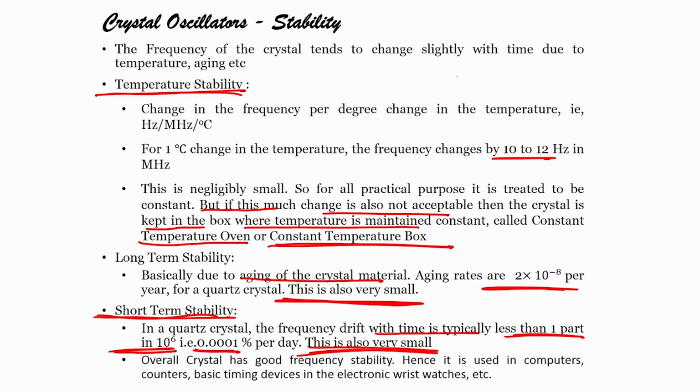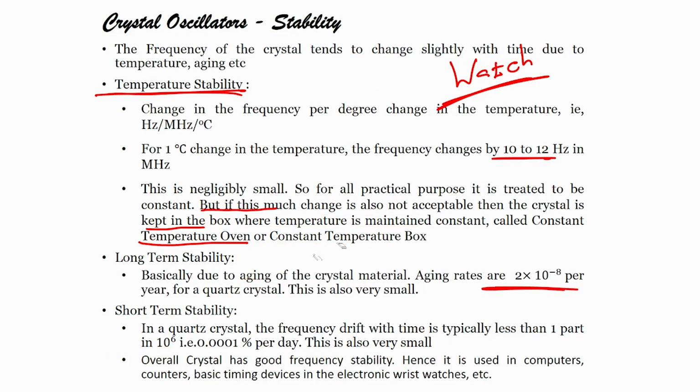Now, I asked you a question in the previous slides about what a watch consists of, and I have given you the answer in this slide. You see, where is the answer? Answer is here. Can you see that? Quartz crystal has a good frequency stability, hence it is used in computers, counters, basic timing devices, and electronic wristwatches.